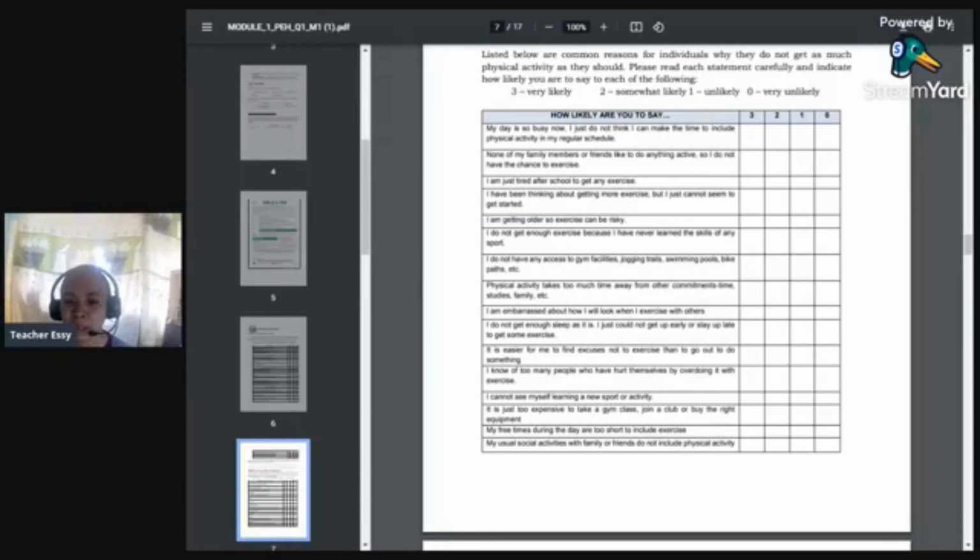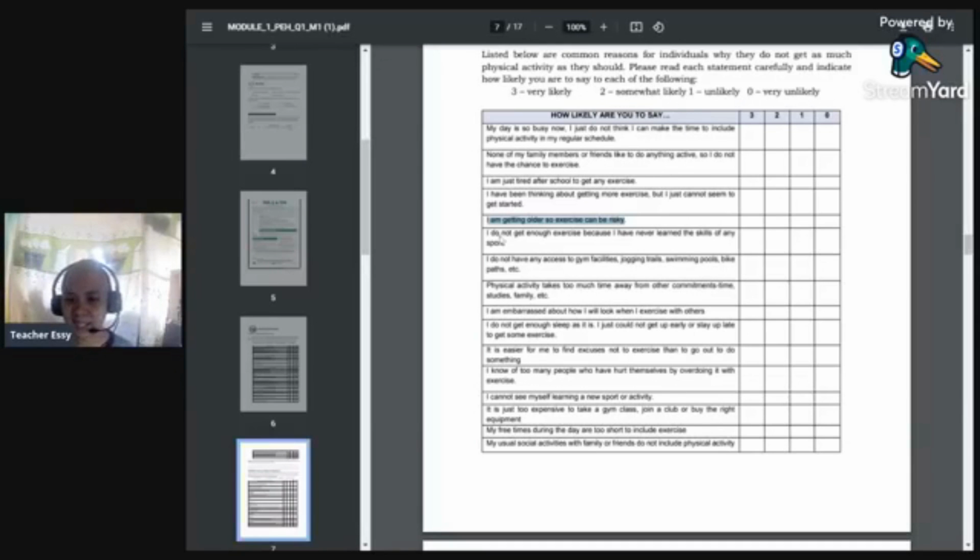Now, we move on to number 5. I am getting older, so exercise can be risky. Not me. I am getting older, so exercise can be risky. That's number 5. So is it very likely, somewhat likely, unlikely, or very unlikely? Tumatanda na daw si teacher as a joke. It's for yourself, okay? Not for me.